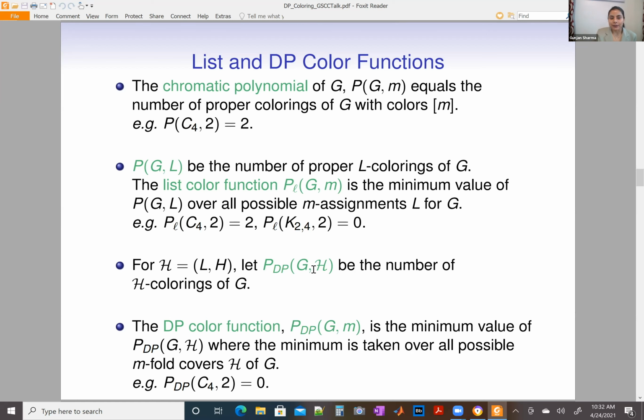And here are some examples that demonstrate this. For example, if you see this example and this one, these values can be the same, but if you see this one here, we know that the chromatic polynomial of K_{2,4} is at least one, but the corresponding list color function of that same graph is zero. So the difference between them can be strict.